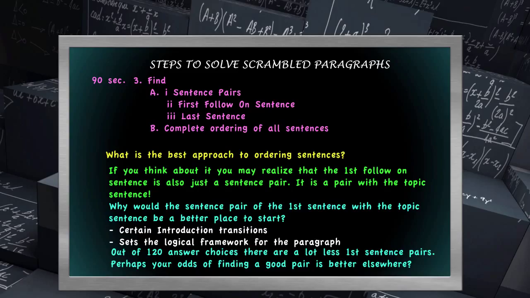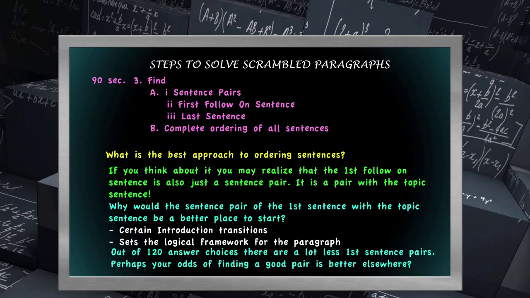Alternatively, it might just be that out of 120 different answer choices, there is nothing particularly special about the first follow-on sentence. Therefore, your best approach is to find the most obvious pairs, and statistically speaking, your most obvious pairs will be somewhere within the middle, not in the first follow-on.